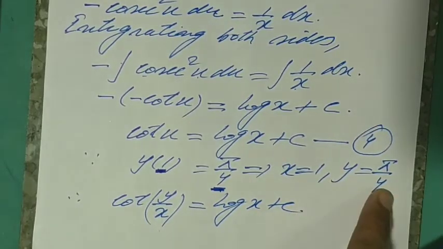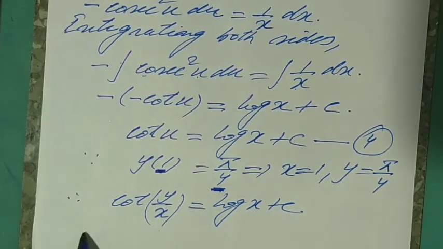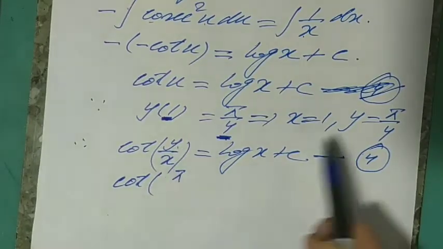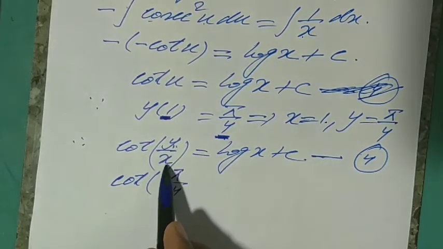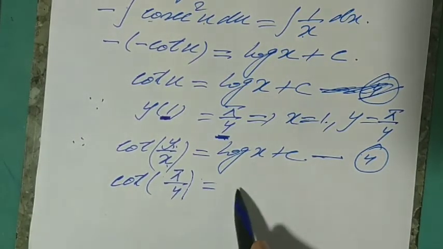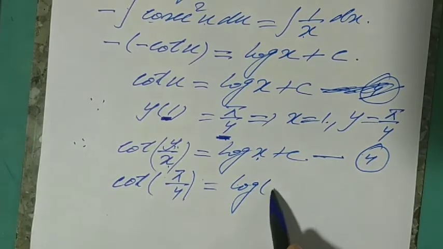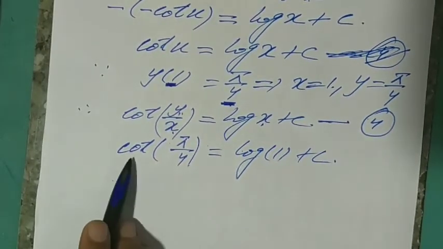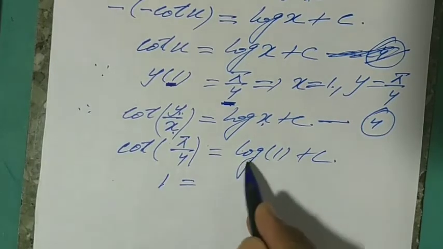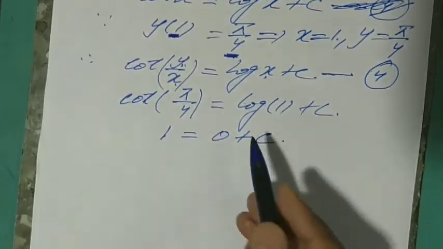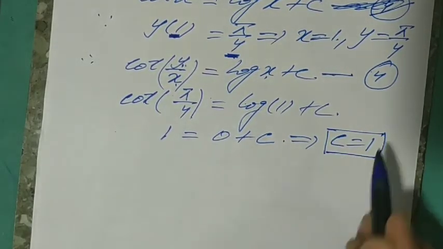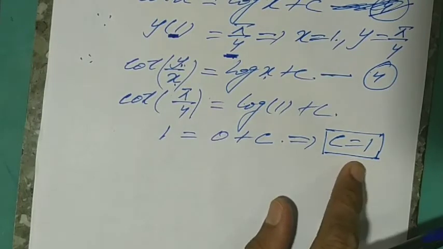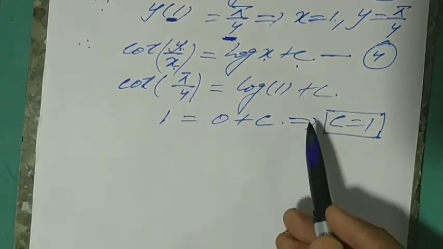Now putting x is equal to 1 and y is equal to pi by 4, we get cot pi by 4 is equal to log 1 plus c. As you know, cot pi by 4 is 1 and log 1 is 0, plus c. So it implies that c is equal to 1. So finally we found the value of c that should be written in equation number 4 to find a particular solution.